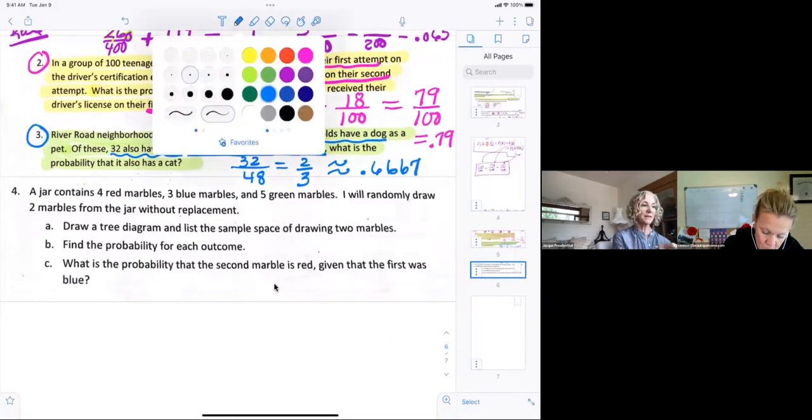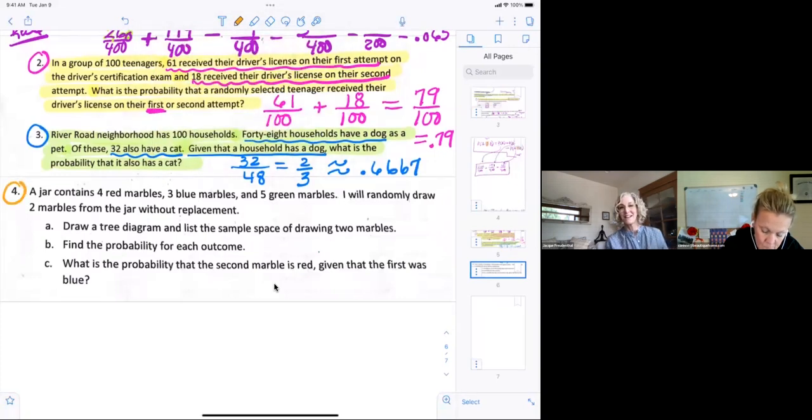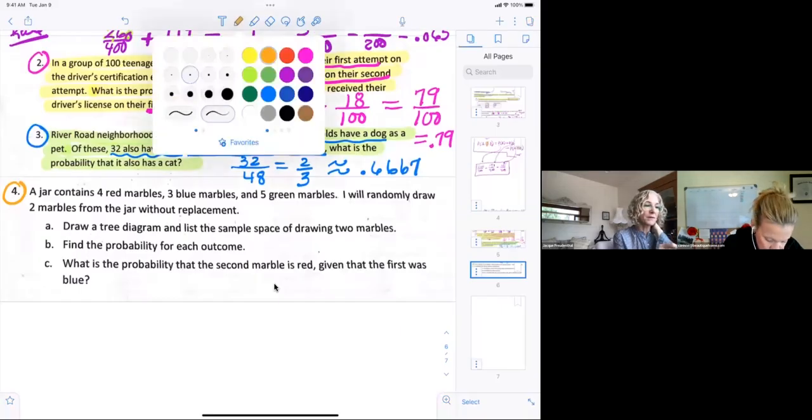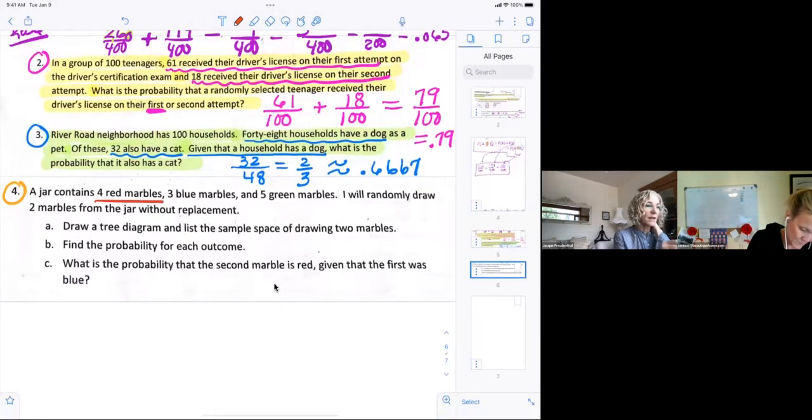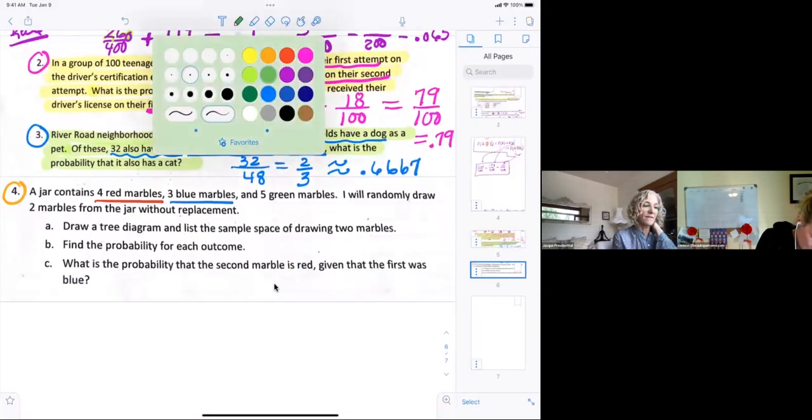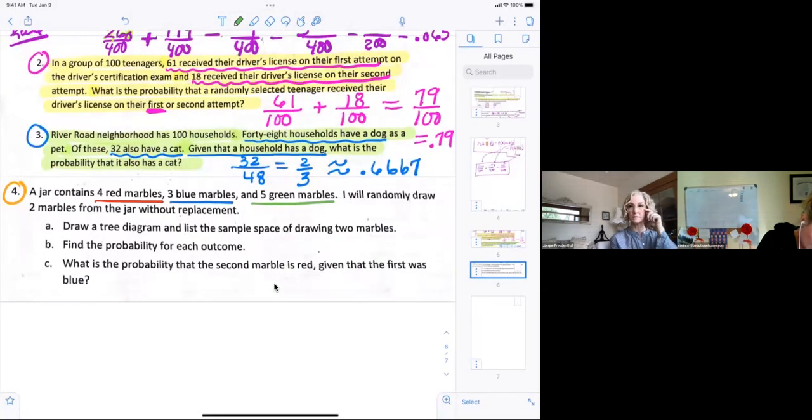Okay, now we're going to spend some time in this next problem with marbles. A jar contains 4 red marbles, 3 blue marbles, and 5 green marbles. I will randomly draw 2 marbles from the jar without replacement. So it's important to know how many and whether you're going to replace the marble or not.